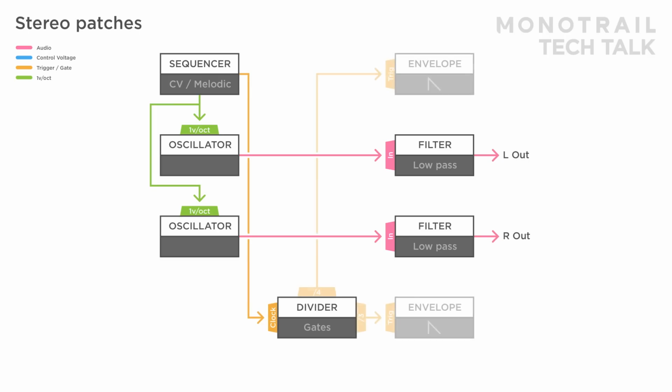A divide by 3 and 4 are used to trigger the envelopes, each modulating one of the filters. This creates a melodic sequence that is divided over the stereo field with a shifting pattern. You can add VCAs if you like, but here the direct outputs of the filters are used.